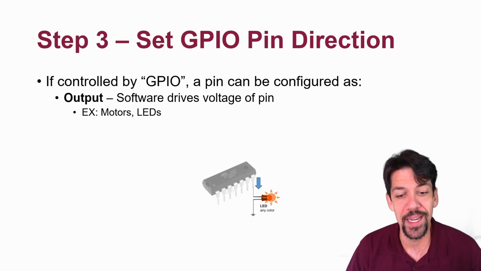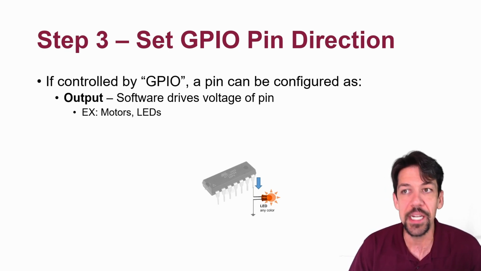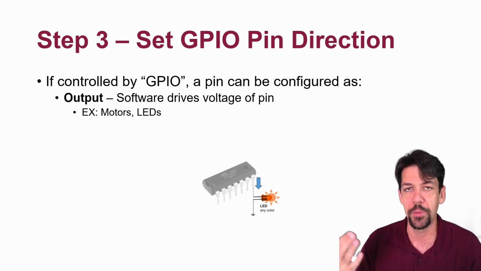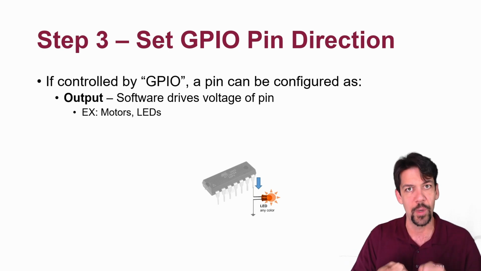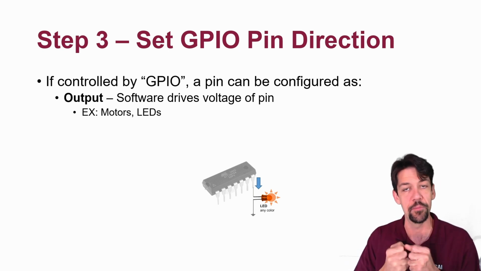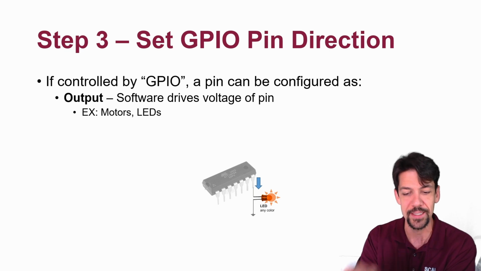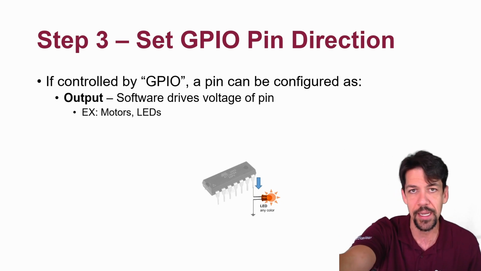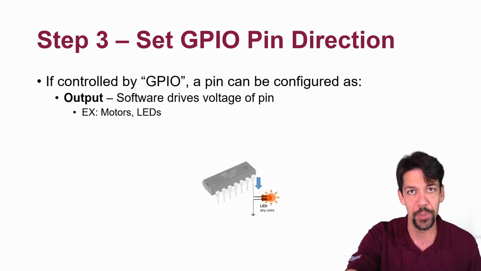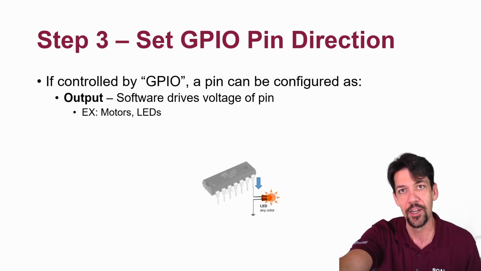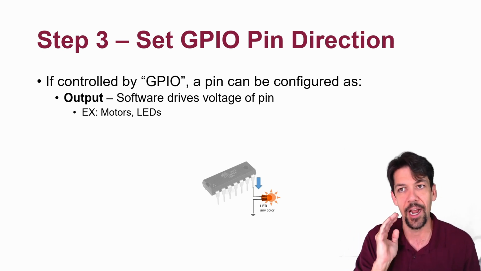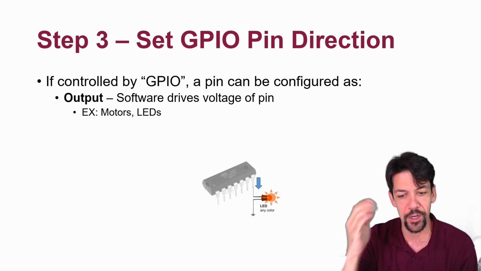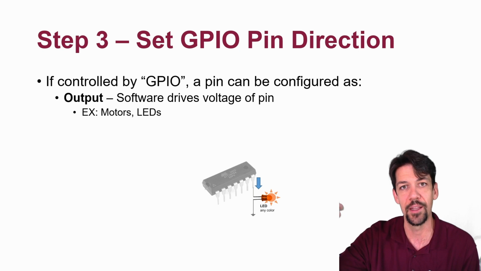Next, we need to set the pin GPIO direction. So each pin can behave as an input or an output. When we talk about input or output, it's from the perspective of the processor. So if I'm the software sitting inside the processor and I'm driving a signal, if I'm turning the pin on and off and it is controlling something outside of the chip, that is an output, right? So an output sends current to a device, an output sends voltage to a device. It is outputting information.